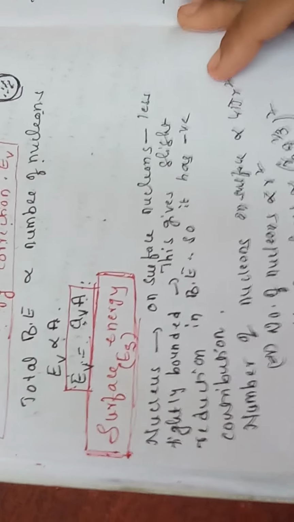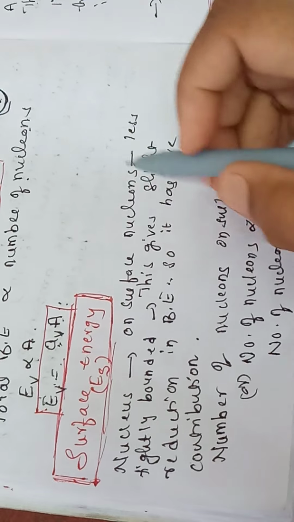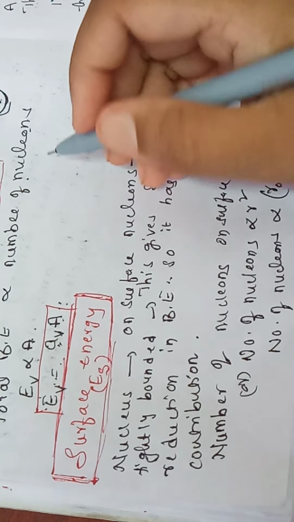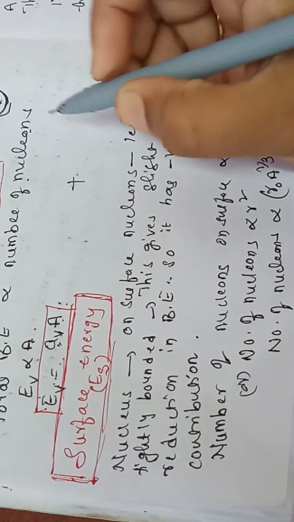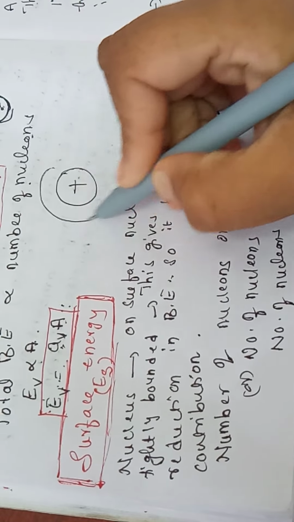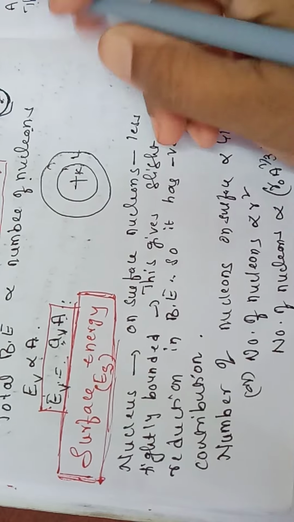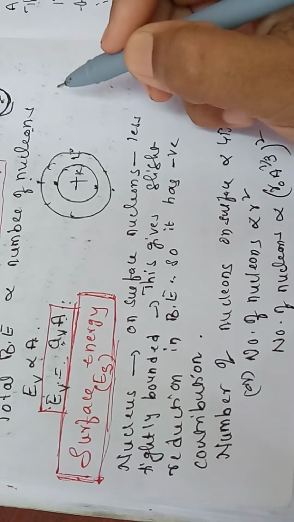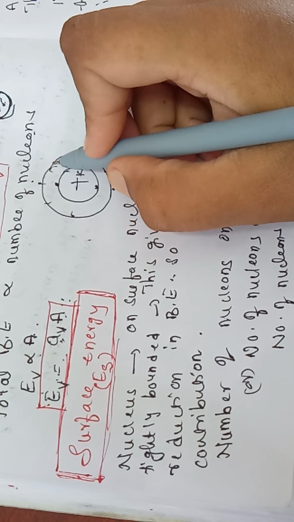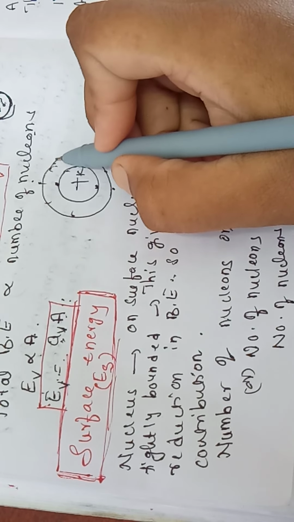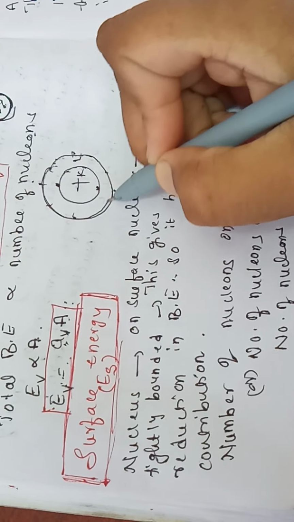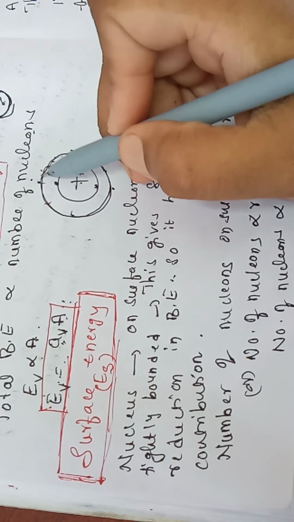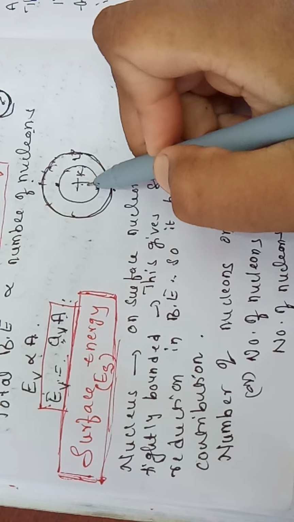Now next one, let us go for ES. ES means surface energy, right? So now here, if we compare this nucleus with general atomic structure, how will be the general atomic structure? Nucleus will be at the center. These all are the different shells. We call K, L, M, so on. Electrons will be filled up in these shells, right? Now this last shell, we call outermost orbit. And the electrons in the outermost orbit are loosely bound to the nucleus.